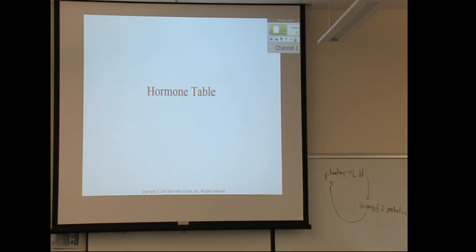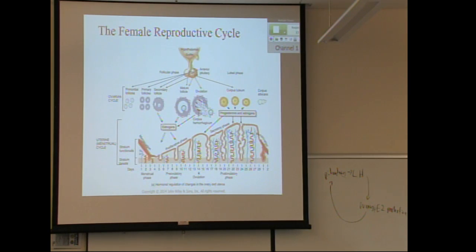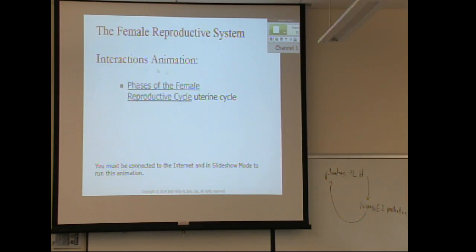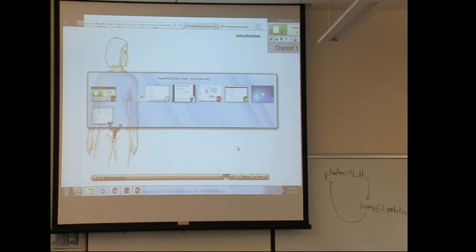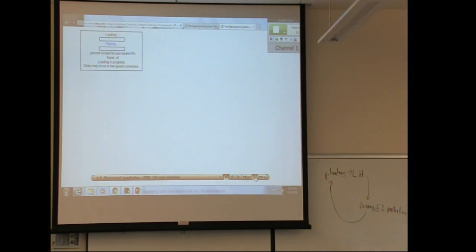All right, so let's take a look at the uterine cycle then. Actually, I can just talk about it. No, I like this picture. All right, so let's see what happens during the uterine cycle. Obviously, this is overlapping with the ovarian cycle.